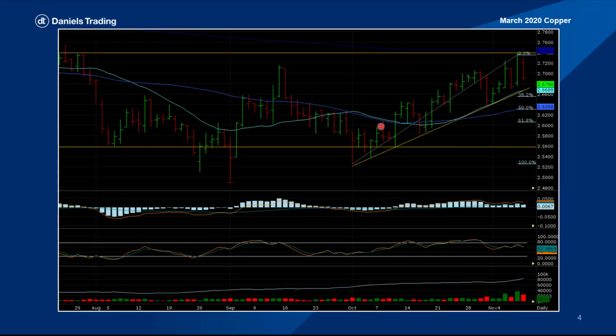Okay, let's jump into our first chart. This is the March 2020 copper contract. And first thing is I drew off a lower trend line here. I believe this level can act as a support level. I'm looking for the market to trade down into this level and then see if that holds. If not, if there's a breakout of this trend line, that can potentially set up a trade to the downside.